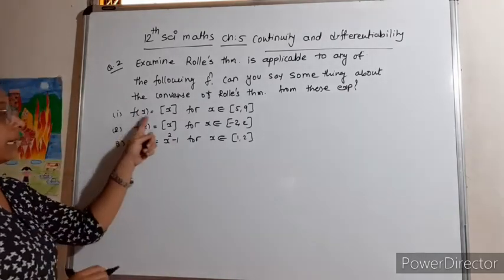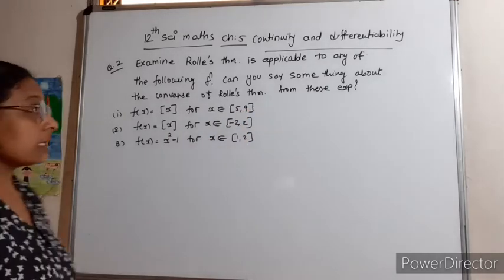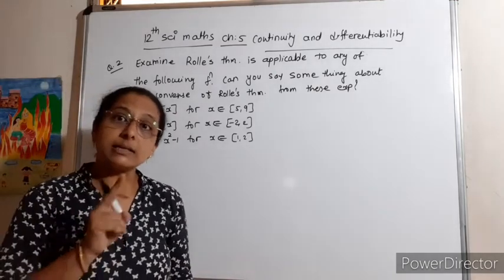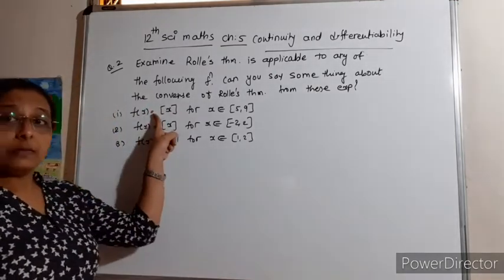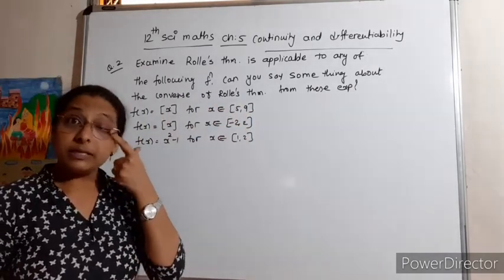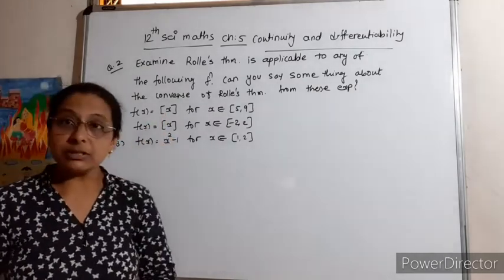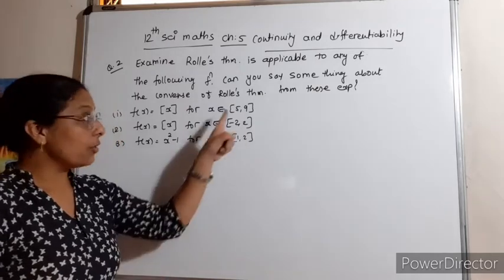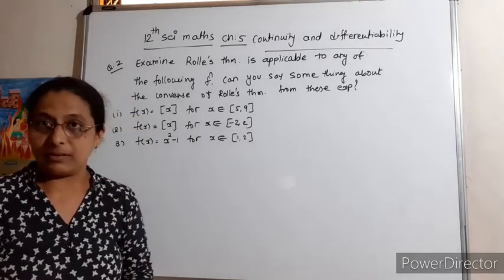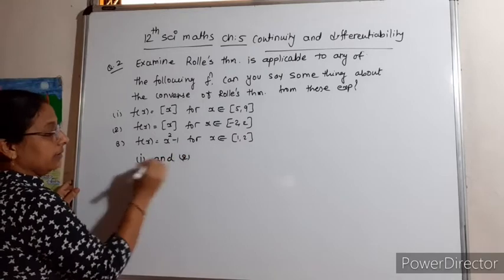Now here f(x) is equal to the box of x, the greatest integer function, for x belonging to 5 to 9. What is the necessary and sufficient condition for Rolle's theorem? Rolle's theorem says that the given function is continuous in the closed interval and differentiable in the open interval. But we know that it is the greatest integer function, and the greatest integer function is not continuous at every integer. At an integer its value changes, right?